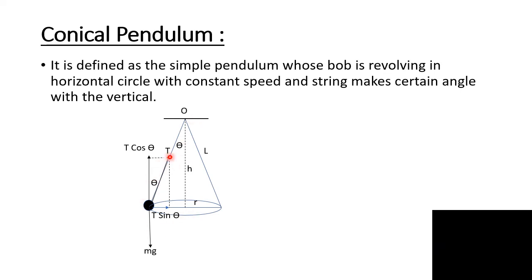The tension T is resolved into two components. Vertical component T cos theta, which balances weight mg, and horizontal component T sin theta provides the necessary centripetal force acting towards the center of the circle.